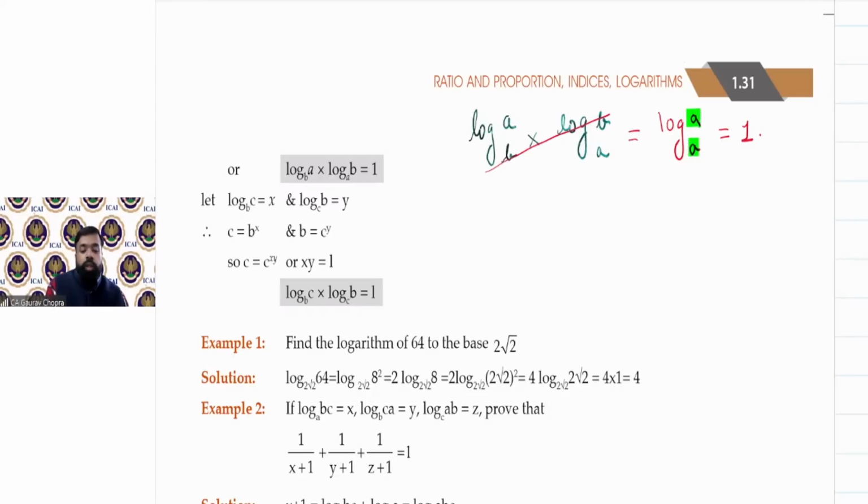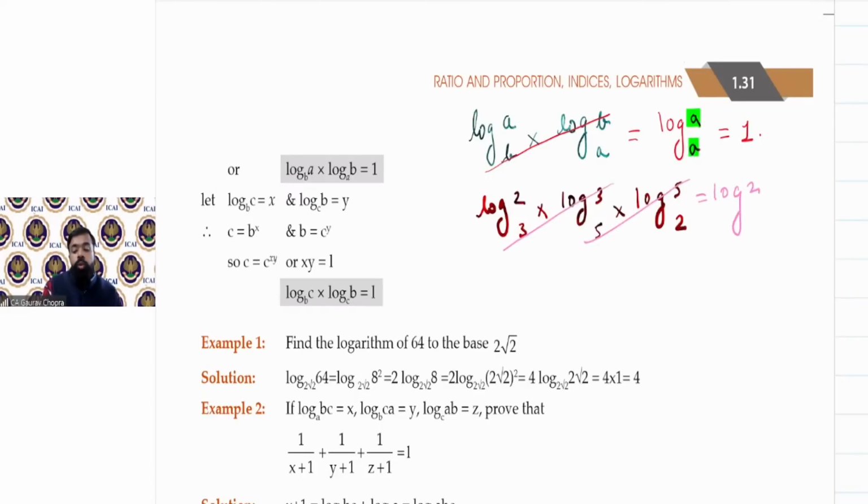Let's take one more. If we write log 2 base 3 multiplied by log 3 base 5 multiplied by log of 5 base 2. Now you can see that in cross the values are the same. So this 3 will get cancelled, 5 will get cancelled. So what is left? Log 2 base 2. And whenever these two are the same, the result is 1. So log 2 base 2 is equal to 1.